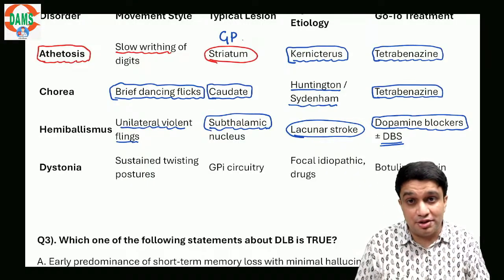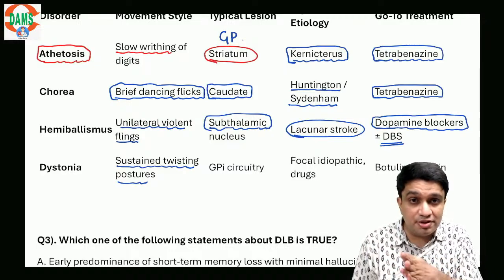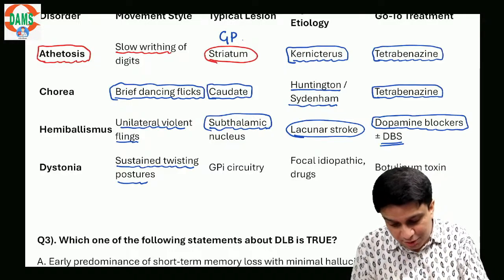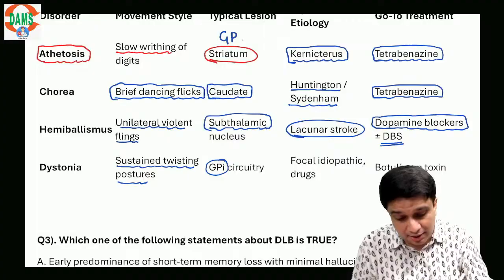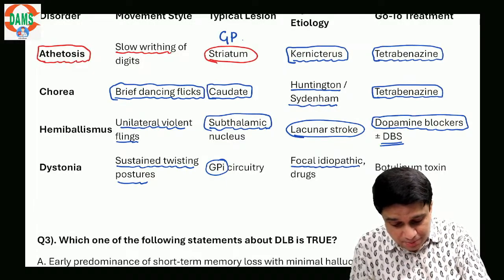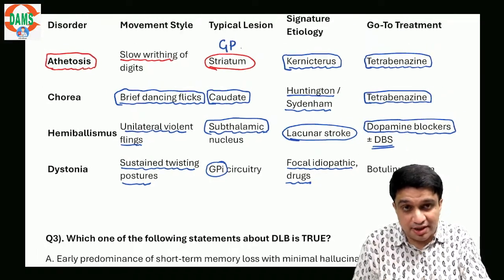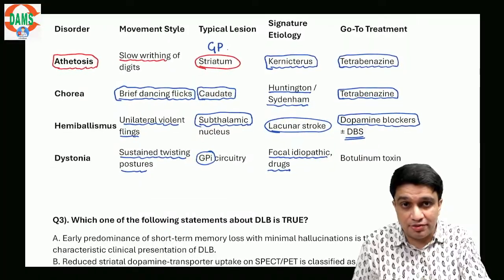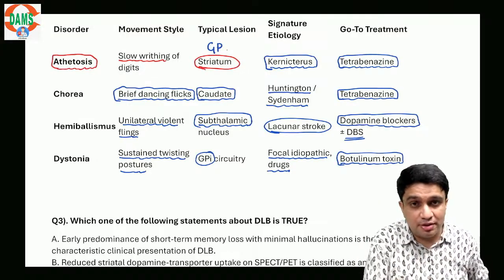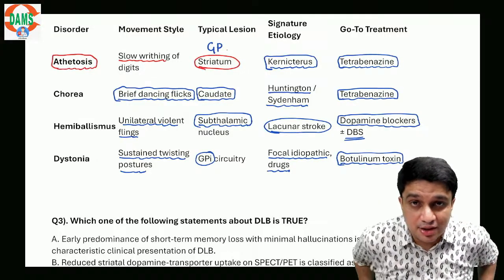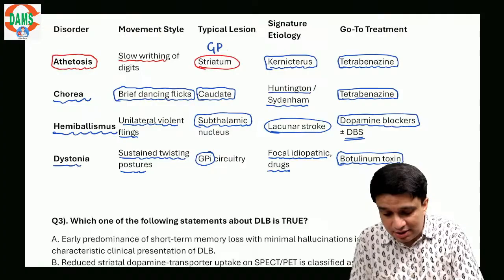Then don't forget your dystonia. There is a sustained twisting posture of the limb. The limb is moving towards something very, very slowly. There is some problem in the circuitry of the direct and indirect pathway, especially in the GPi part, globus pallidus interna. The cause is focal, idiopathic, or even drugs. There are a lot of treatments for dystonia, like muscle relaxants, but one treatment we nowadays prefer is botulinum toxin, although results are variable in every patient. So that's a quick recap of all the movement disorders we know: one is athetosis, one is chorea, another is hemiballismus, and the last, don't forget, is dystonia.